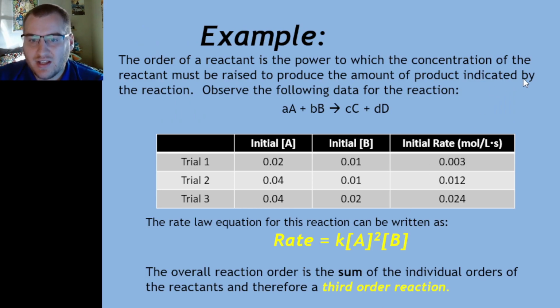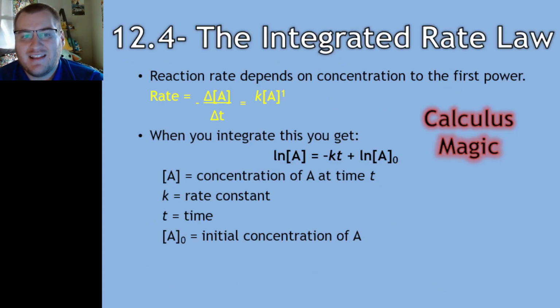Okay? The rate law for this equation is written rate equals k[A]^2[B], because it was second order with respect to A, B just to the first, because it's first order with respect to B. The overall reaction order is the sum of the individual orders, and therefore it's third order. So I'd use that experimental data to write the rate law and to figure out the overall order of the reaction. Okay, that's the most common type of problem. We'll practice that a bunch.